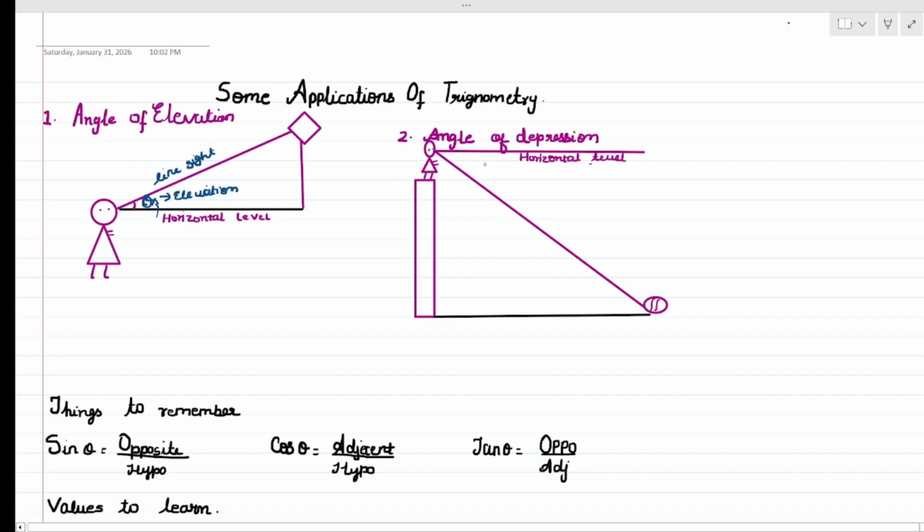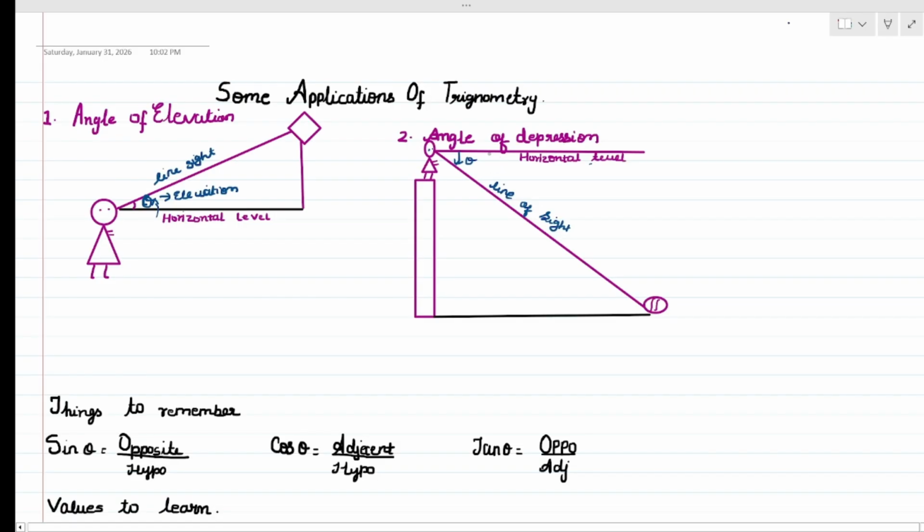Second comes your angle of depression. For angle of depression, as I said earlier, your horizontal level is again the straight path from your eyesight. So this will be my horizontal level. If a student is looking down at an object, then this becomes our line of sight. Now you should see over here that the angle formed is below the horizontal level.